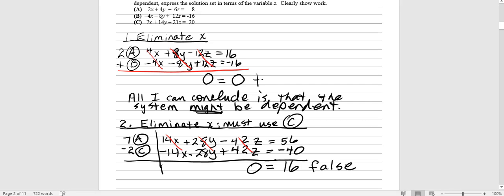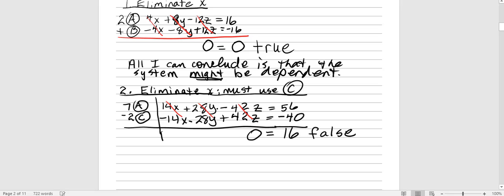Previously, the variables dropped out of the work I was doing and I got a true statement. That, because I had only used two of the three equations, allowed me to only say that the system might be dependent, which is not really a conclusion at all. But now that I have eliminated all variables and wound up with a false equation, whenever that happens, even if I've only used two of the equations, I can immediately conclude that the system is inconsistent.